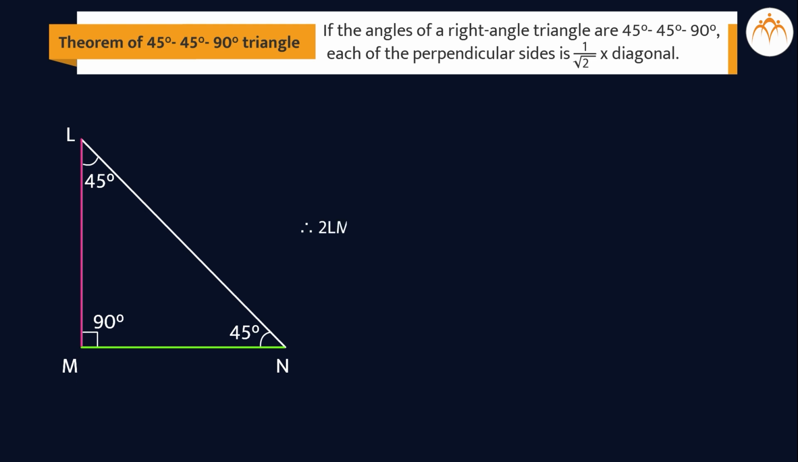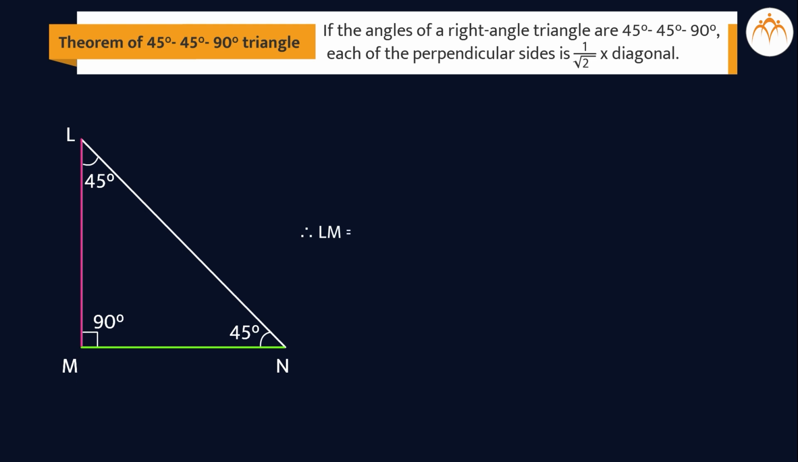Therefore, 2 times LM square is equal to LN square. Therefore, LM square is equal to 1 upon 2 LN square, and therefore LM is equal to 1 upon square root 2 LN.